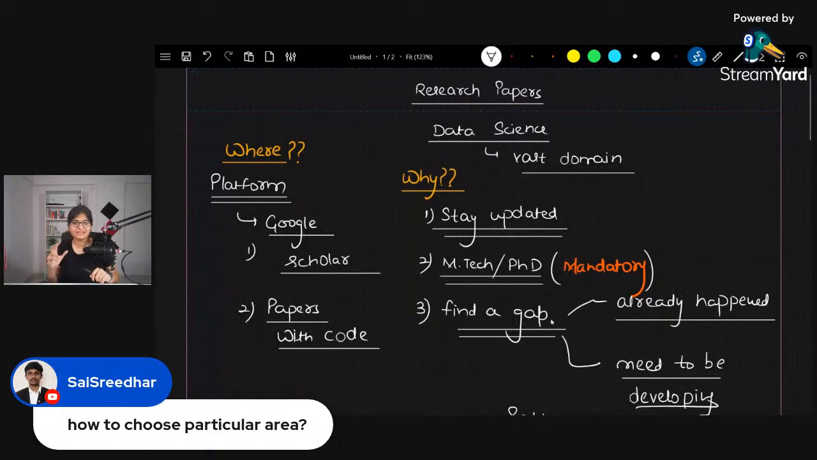How will you get to know? Try to explore as much as you can, and then after a certain level, once you reach the point where you understand that okay, I have explored many areas, but this area is something which really interests me, where I can spend my entire upcoming 10 or 20 years, that is the area suitable for you. I hope it answers your question.